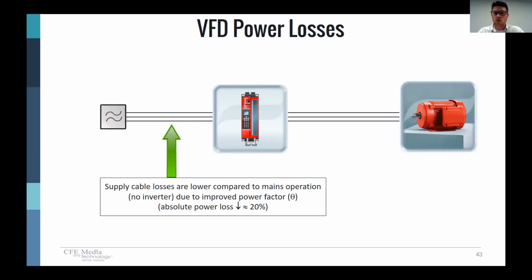You can actually save up to 20% of your losses on the cable in that portion of the system. So that's a gain that you automatically get by putting an inverter in. Now, that doesn't outweigh all the other losses we discussed when you get a VFD, but there are some things that we can still do to save energy and make it worth it to add that VFD to your system.